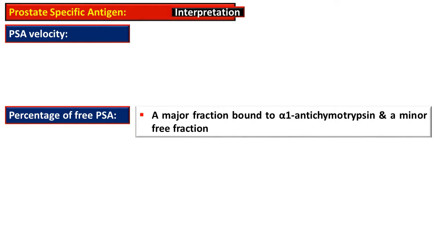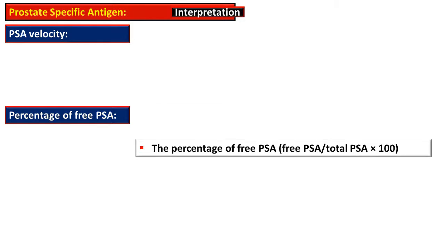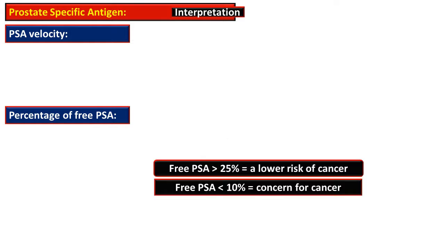The major fraction of the PSA is bound to alpha 1 anti-chymotrypsin, and a minor fraction of this PSA is free. So the percentage of the free PSA is achieved by dividing the free PSA by the total PSA and multiplying by 100. Free PSA greater than 25% has a low risk of cancer, while free PSA less than 10% is a concern for cancer.